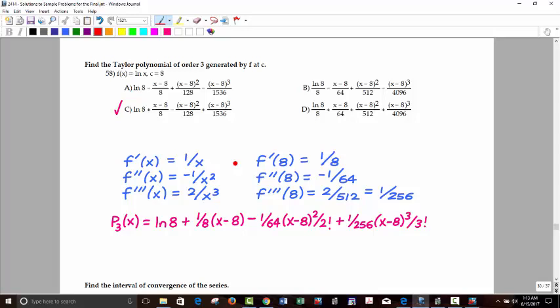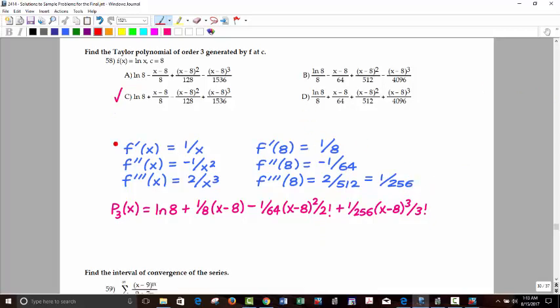So we put those values in there, and then after we get past that first term, we start dividing by the factorials. 2 factorial, 3 factorial, and I didn't show all the work here, but it turns out to be answer C. So obviously you can put your calculator to good use here.